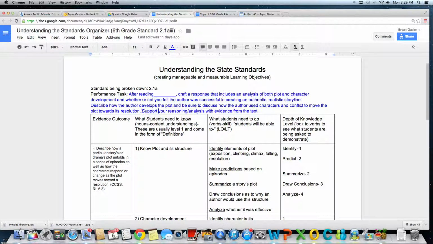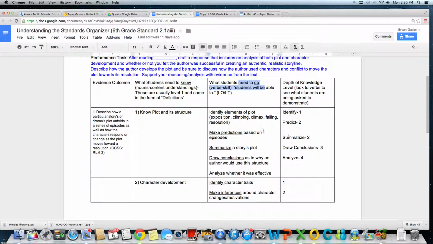And those, we all know that this here is huge in the new PARCC assessments that we're going to be using here in the state of Colorado. So we felt that by looking at content knowledge, what students need to be able to know, and what students need to be able to do, we can break this down into manageable and measurable learning objectives, learning targets, and move on a progression of cognitive demand.